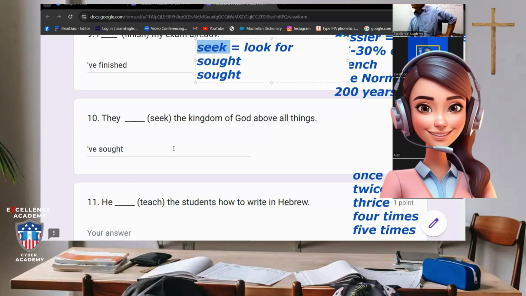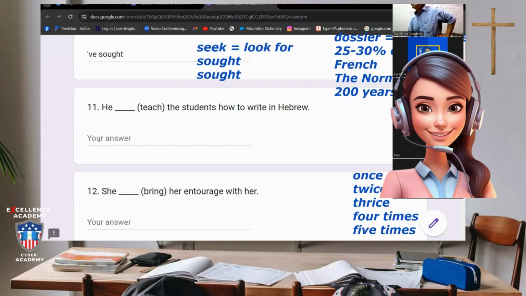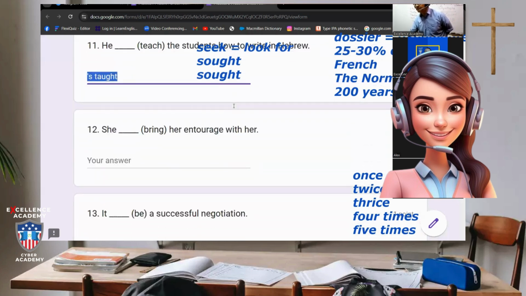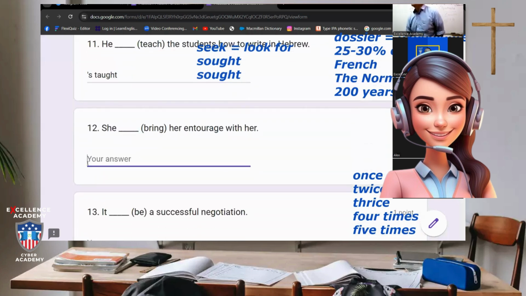Let's go to 11. He, what's the contraction? He's, and what's the form there? Taught. What is it, guys? He's taught. He's taught the students how to write in Hebrew. Taught. Number 12. What's the contraction for the auxiliary?